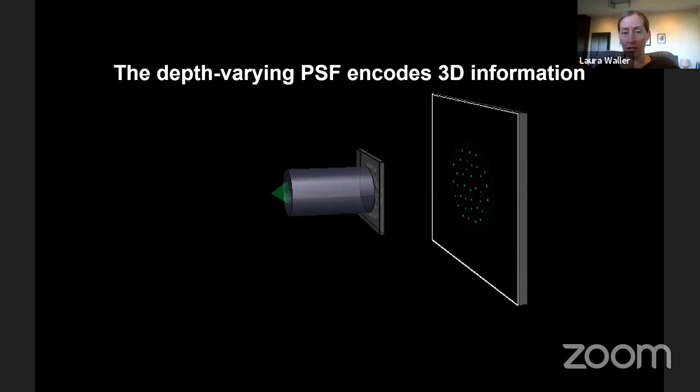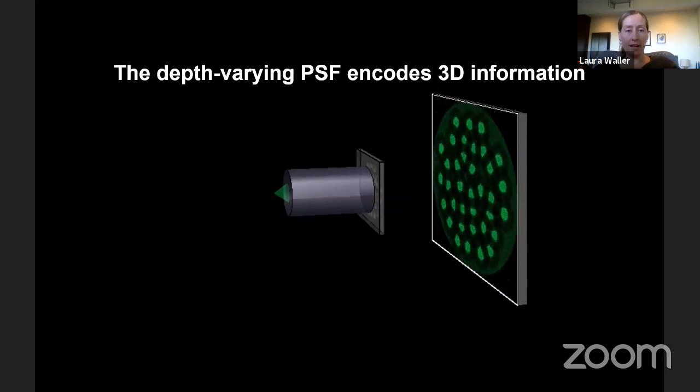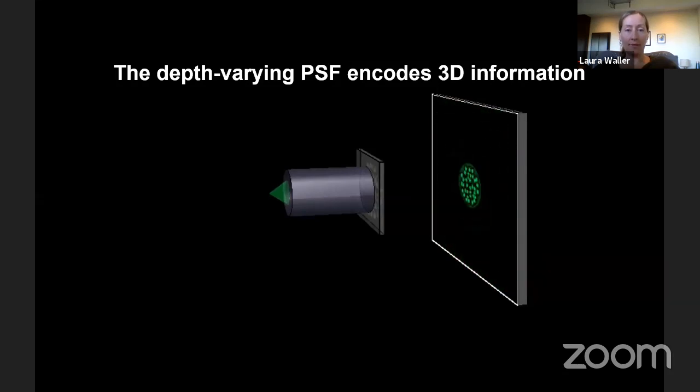So let me talk a little bit about our diffuser design again. So I mentioned before that as you move a point source back and forth axially, what you get is scaling of the PSF. But actually now it's going to be a little bit different.